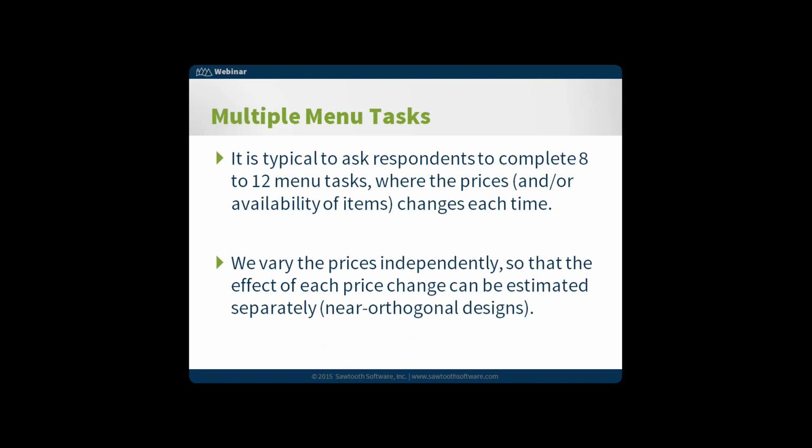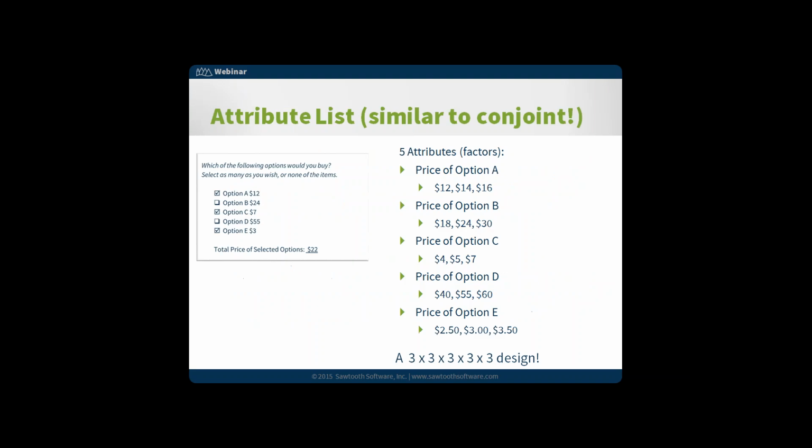where the prices or the availability of the items can change and do change from task to task. And not surprisingly, we vary the prices independently using some sort of near orthogonal or orthogonal experiment so that the effect of each price change can be estimated separately and independently of the others. So all very typical.